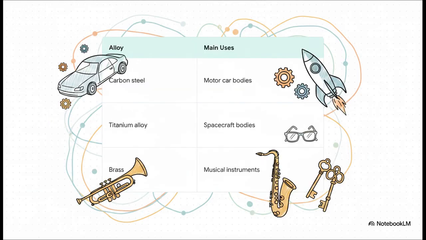The possibilities with alloys are staggering, honestly. By just tweaking the recipe, we get highly specialized materials for almost anything. We mix mostly iron with a little carbon, and boom, we get carbon steel, perfect for motor car bodies. We mix titanium with aluminum and vanadium, and we get a titanium alloy that is super strong but incredibly low density, ideal for spacecraft bodies or even the frames of your glasses. We mix copper and zinc to get brass, which is harder than its constituent metals and perfect for making musical instruments and keys. We are literally mixing atoms to build our world.